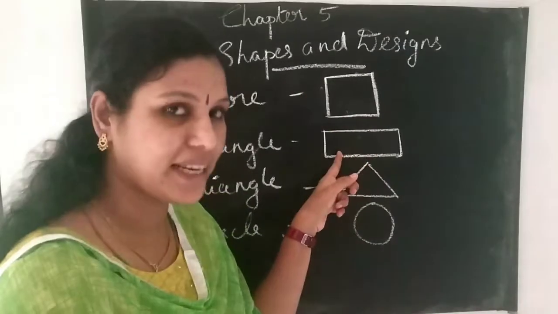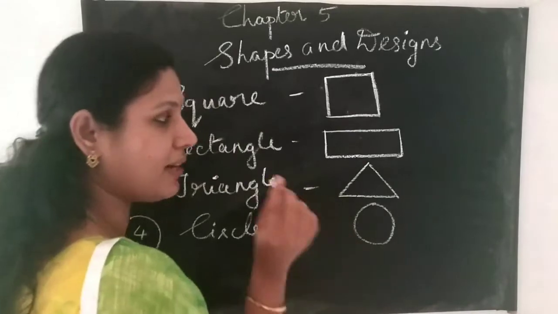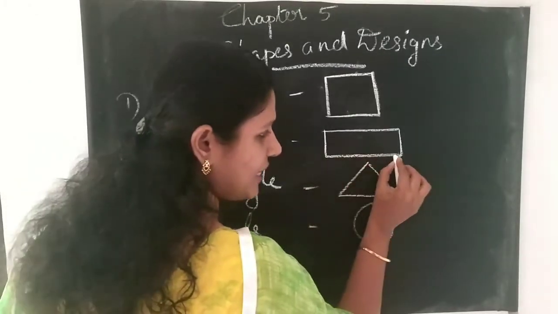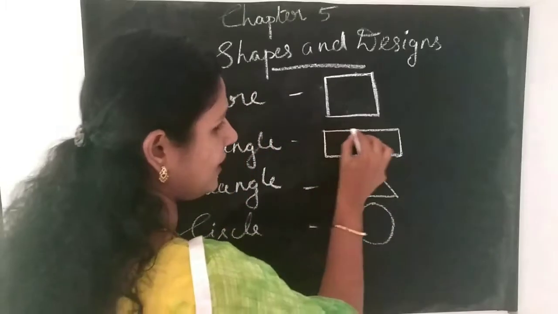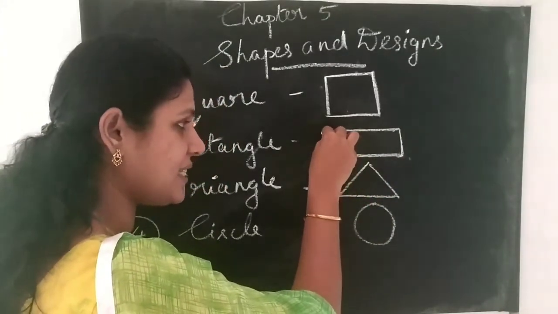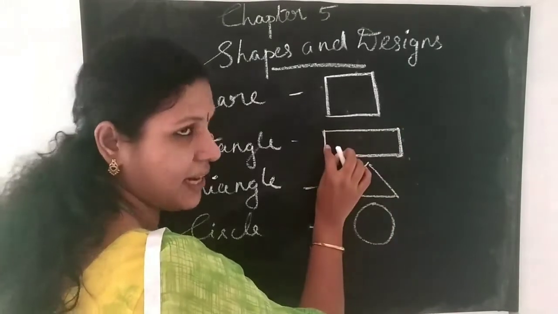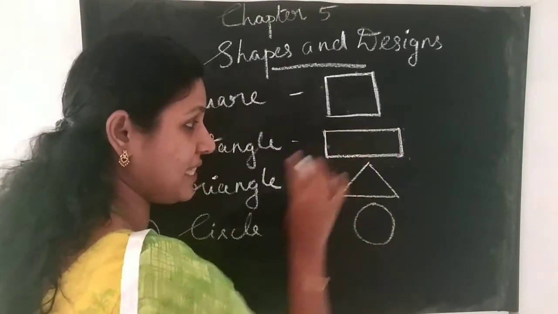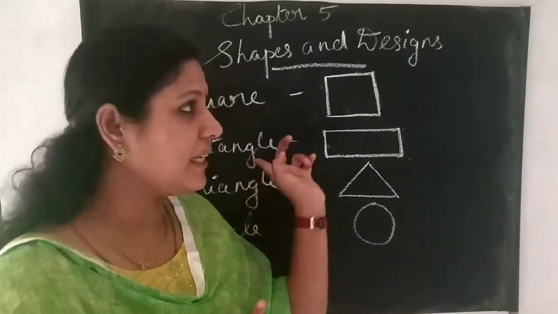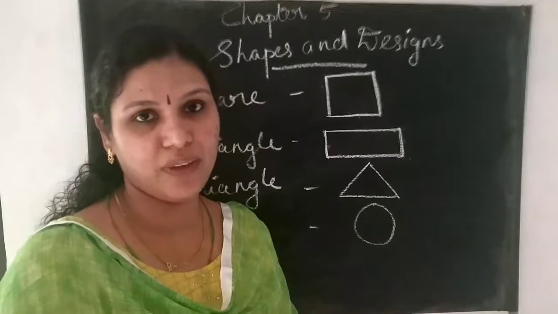But in the case of rectangle, opposite sides are equal, are the same. That is, in the case of this one, this side and this side are the same. And the other opposite sides are here and here. These two sides are the same and these two sides are the same in the case of rectangle. But in the case of square, all sides are equal.